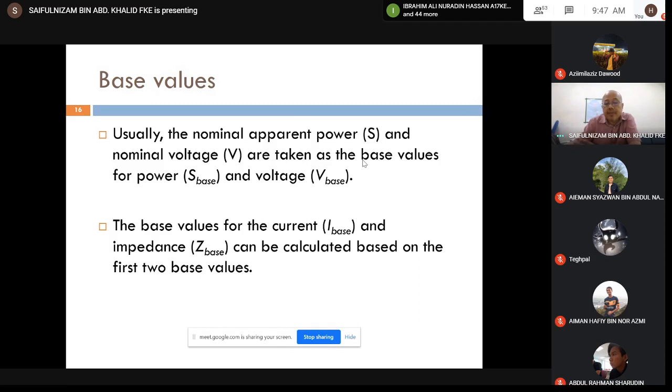When the whole system is connected together, one new base value needs to be chosen, for example, a new base value for power and voltage. That means we have to determine what is the new base voltage for each component. Okay, the base value for the current I base and the impedance Z base can be determined based on these two values.